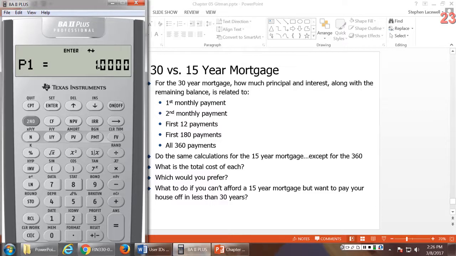And we could take a look at all 360 payments. So we'd set P1 equal to 1, P2 equal to 360. Press the enter key. If we press our down arrow, you see the balance is approximately 0. It's off a little bit due to rounding, so we paid off our house. We've paid the $160,000 back that we borrowed, and we've paid $149,209 in interest to the lender.